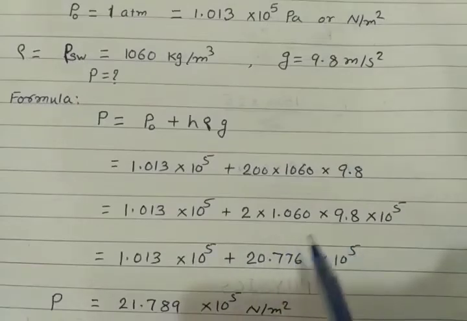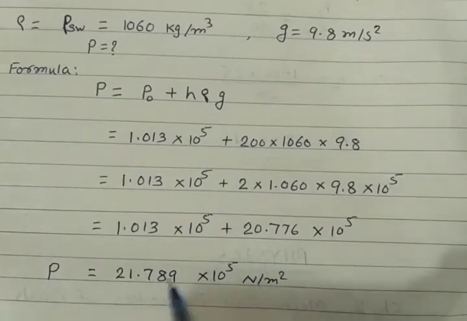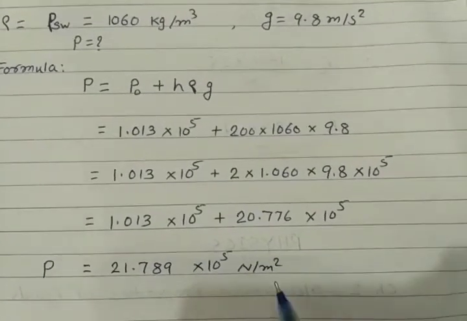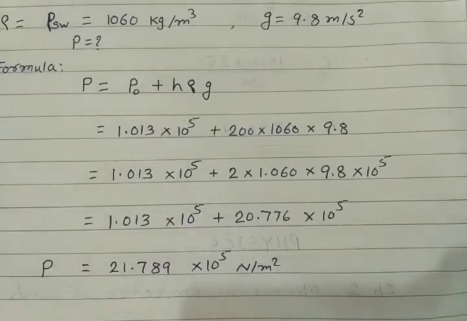Now again solving this, taking multiplication, and simple addition, we get the value 21.789 into 10 raised to 5 Newton per meter square. So this is the answer of the 10th numerical.